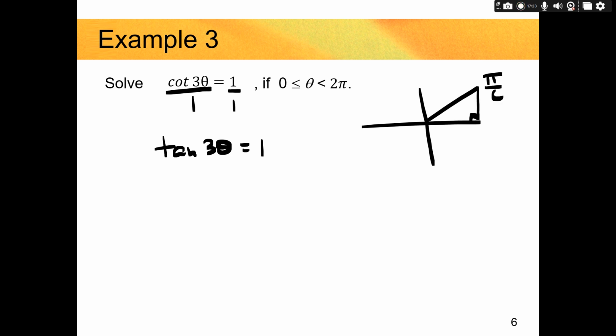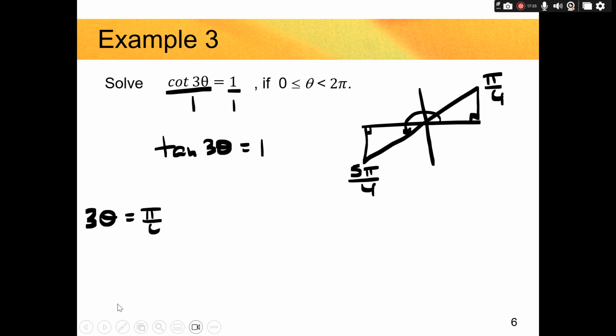Here we go. I got it at pi over 4, and I got it at 5 pi over 4. We good? Let's go with it. So we got ourselves 3 theta is, oh, this is not going to be fun because we have fractions with fractions. Oh boy.